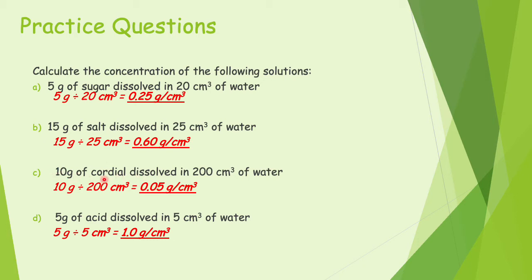10 grams of cordial dissolved in 200 centimetres cubed of water will be 10 grams divided by 200 centimetres cubed, which is 0.05 grams per centimetre cubed. And lastly, 5 grams of acid dissolved in 5 centimetres cubed of water is 5 grams divided by 5 centimetres cubed, which is 1 gram per centimetre cubed.